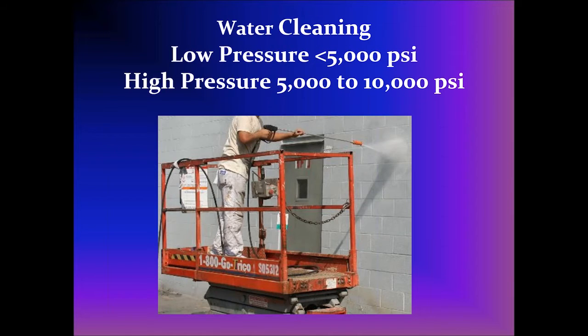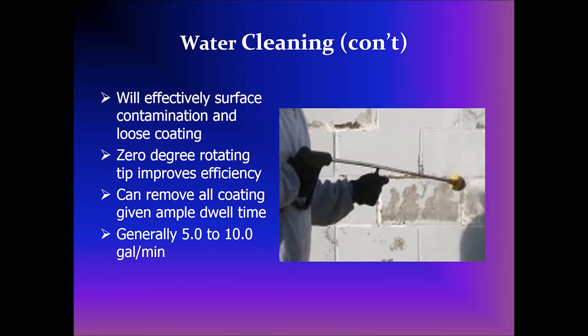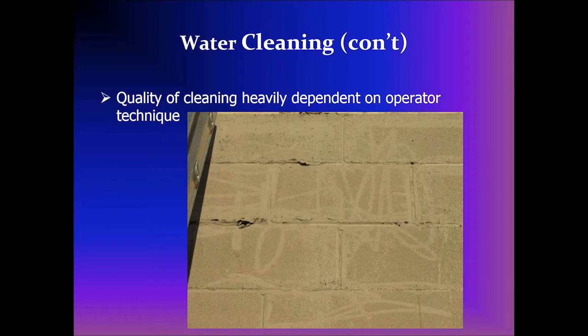Now I want to talk about water cleaning, both low pressure at less than 5,000 psi and high pressure, which is 5 to 10,000 psi. Water cleaning is very common on buildings. It effectively removes your loose coating and surface contamination. The 0-degree tip that spins does an excellent job of improving efficiency. And it can remove all coating if you really dwell on it long enough, but that creates other problems with saturation of the substrate with moisture, which you really don't want. But generally, you're using 5 to 10 gallons of water per minute, so it can be quite a large volume of water is used.